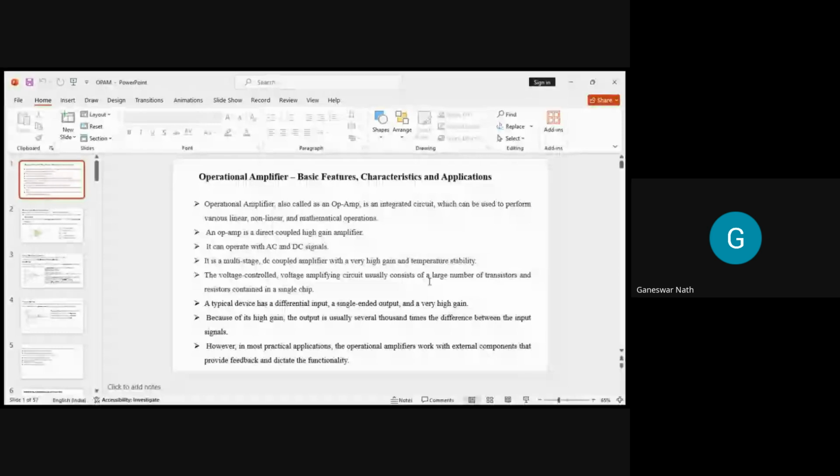Is the slide visible? Hello. Yes, sir, it's visible. The slide is visible clearly.